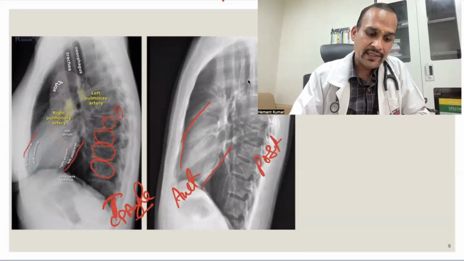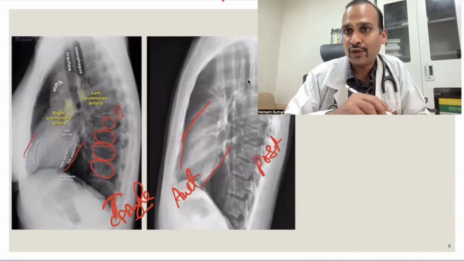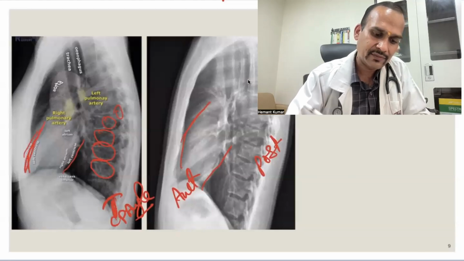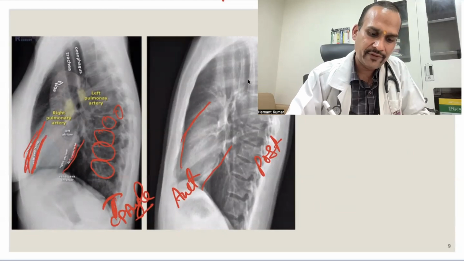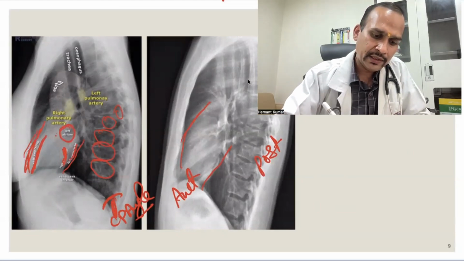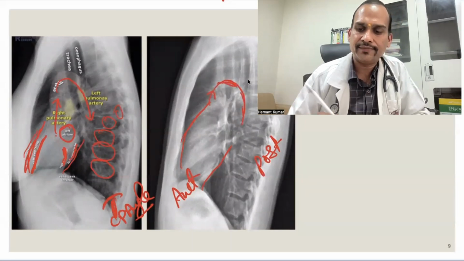Heart border, as I told you, the right ventricle is anterior. That's why we cannot see it in PA view, but you can see it here, right ventricle. Here, left ventricle. And on the posterior side, the left atrium. Okay. And this is the ascending aorta, arch of aorta, and descending aorta. Can you see here? This is the arch of aorta, this is the descending aorta.